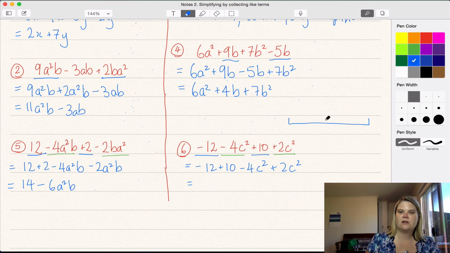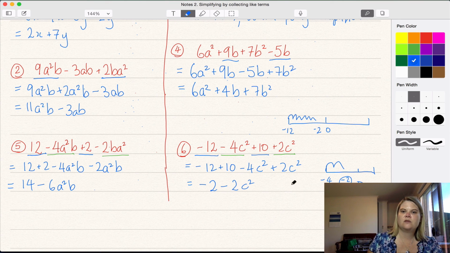Negative 12 plus 10. Let's draw a quick number line here. Negative 12, and we're going to go up here 10 times, and you should get to negative 2. Negative 4 plus 2. Negative 4 plus 2 is negative 2. Plus is going to the right. Oh, it's negative 2 as well. Negative 2c squared. Check. Are there any like terms here? No, so you are fully simplified.